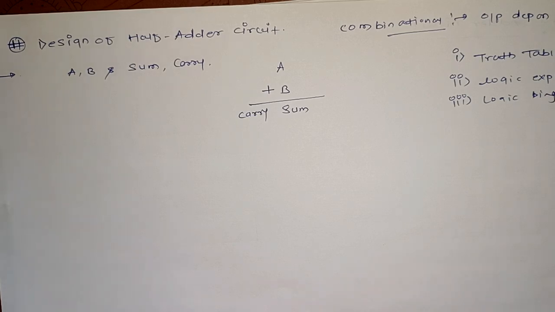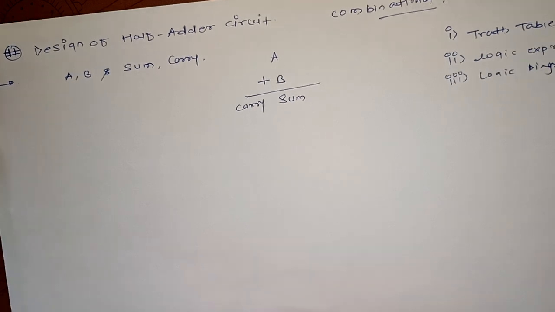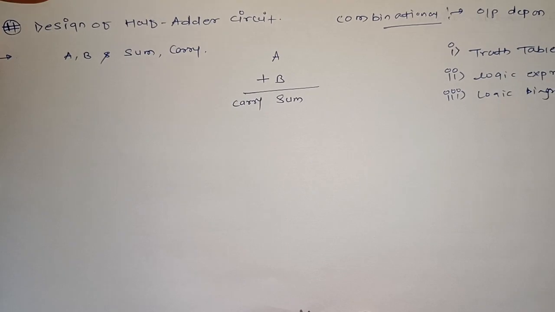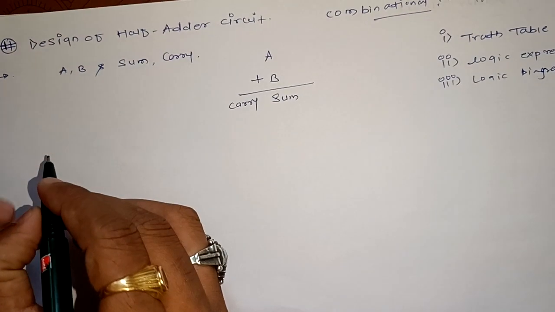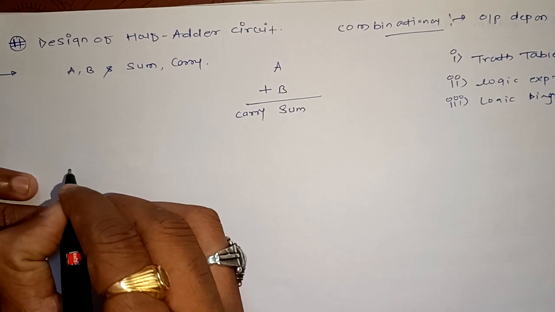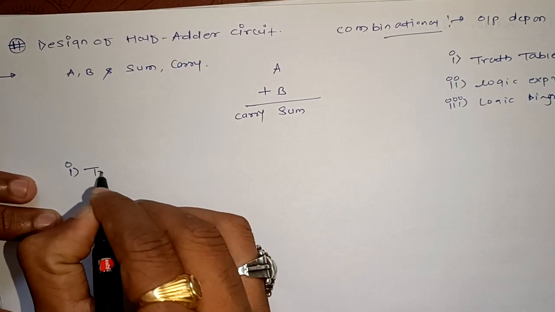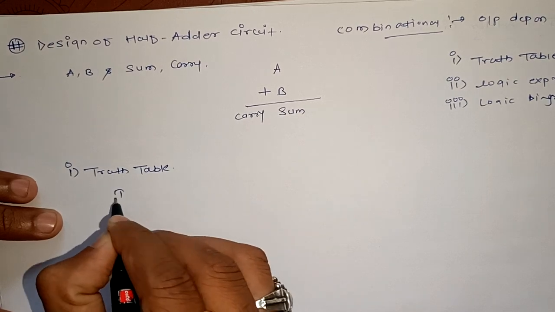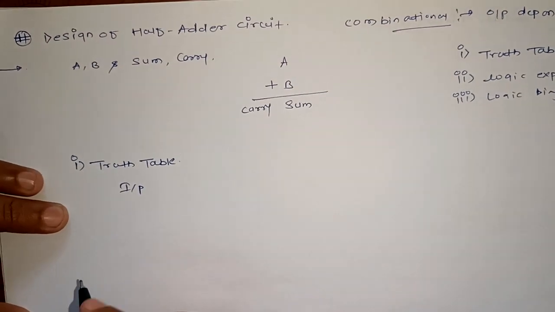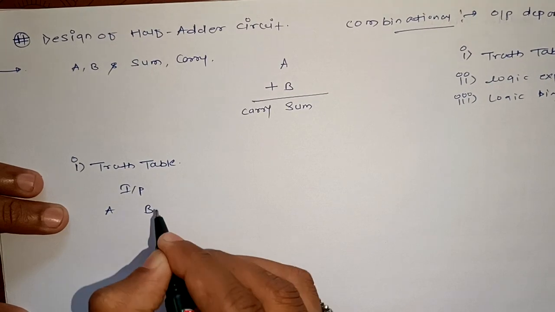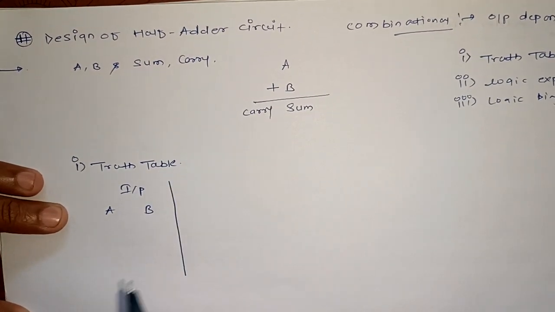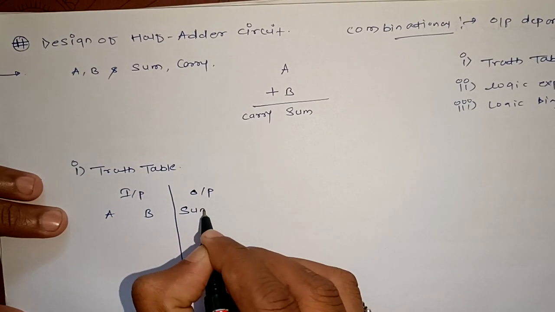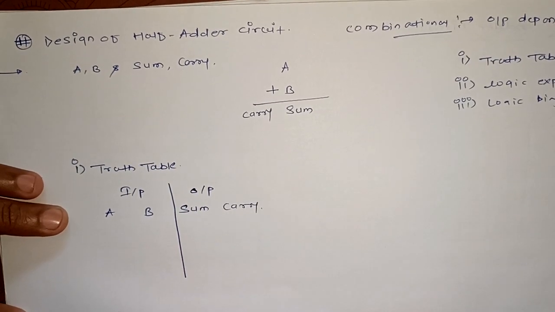Now start with step number 1. Step number 1 will be the truth table. So I'm simply concentrating on how to draw the truth table. That will be our first step. So we have seen so many terms related to the truth table. In case of a truth table, first we draw the input terms as A and B. We have two inputs A, B, and here I will write the output terms as sum and carry.